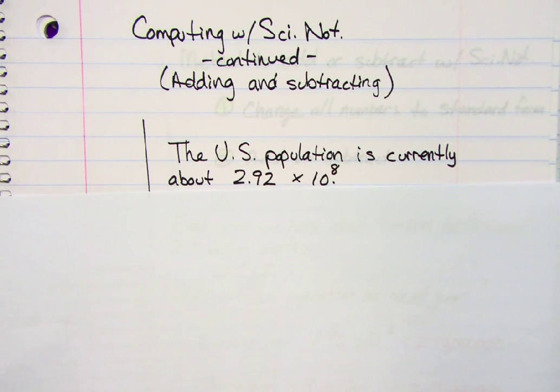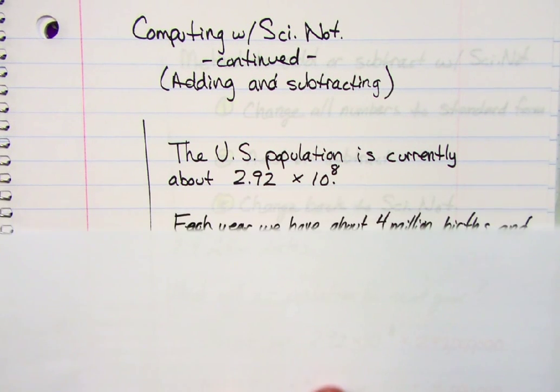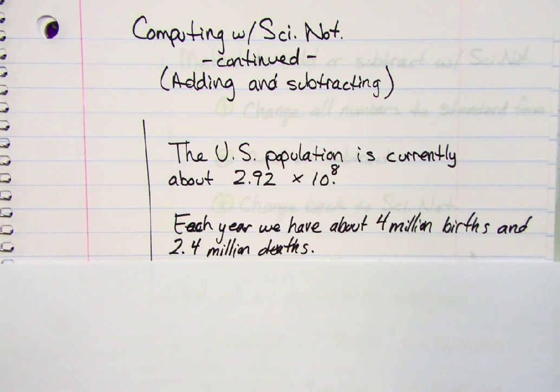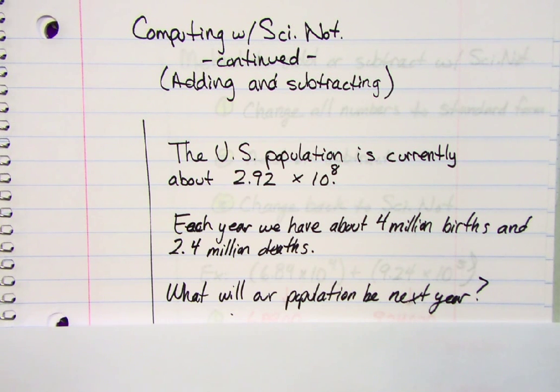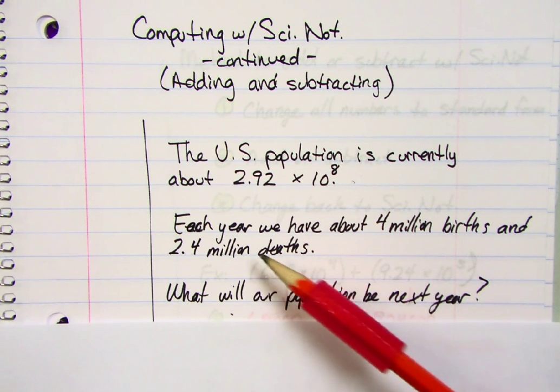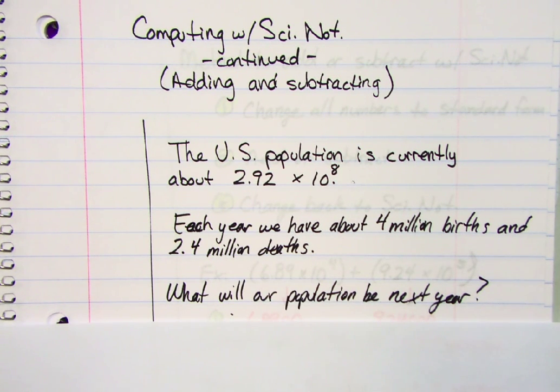The U.S. population is currently 2.92 times 10 to the 8th. This is just in the United States. Every year we have about 4 million births and about 2.4 million deaths. Kind of sad to think that many people die, but that's pretty much what's accurate. So I want to know what's the population for next year. How do I deal with this when I have numbers that are in scientific notation, some are in words here? How do I deal with this situation?